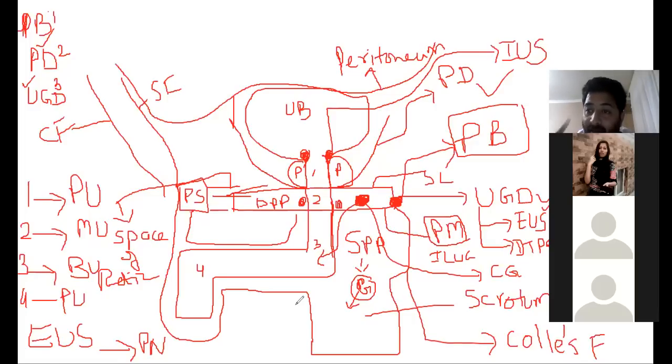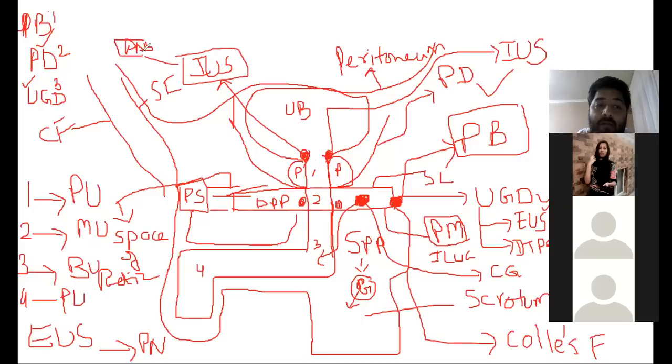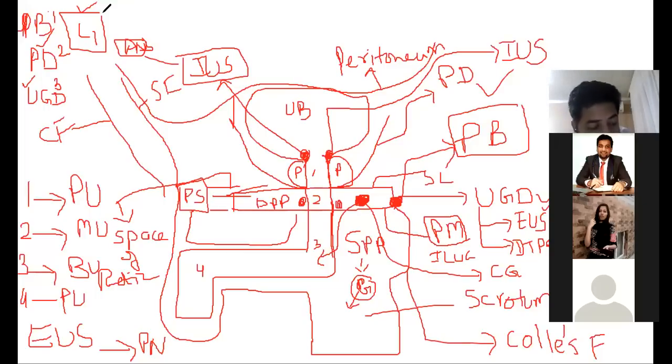Okay? But please remember, the internal urethral sphincter is not under your control. It is under the autonomic nervous system. And if you want to ask which fibers, especially the L1 sympathetic fibers. Please remember, L1 sympathetic fibers are innervating your internal urethral sphincter.